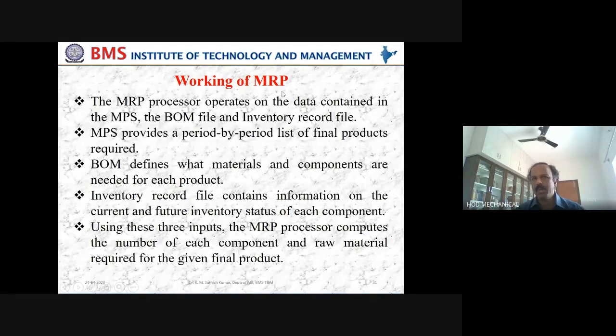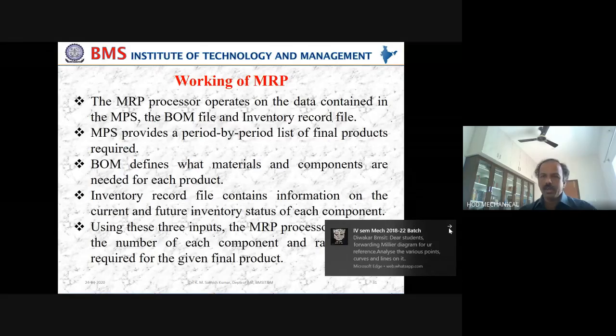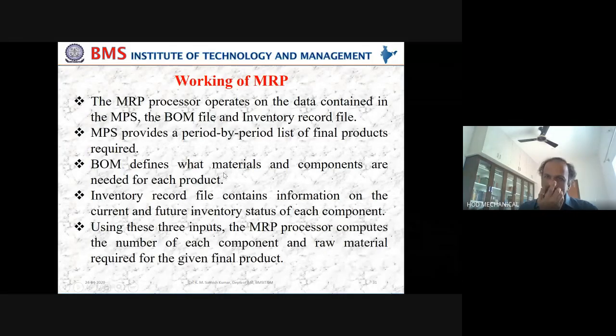How is the MRP going to work? Basically, the MRP works by considering the three different inputs and it calculates. MRP is a computational technique. Remember, in the definition of MRP we said that MRP is a computational technique. What computation is it going to do? It calculates the requirement of the raw material by considering all these inputs, and accordingly it makes the order. That is very, very important. That's about the working of MRP.